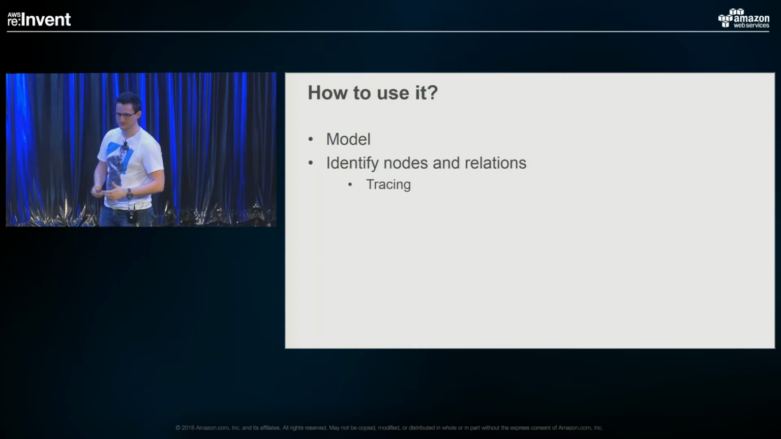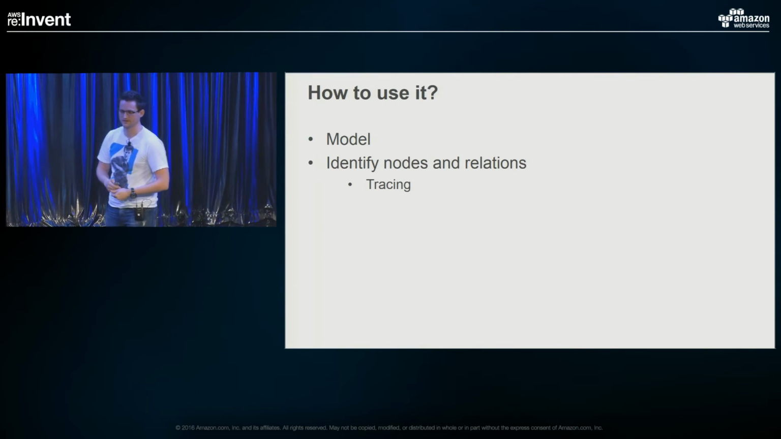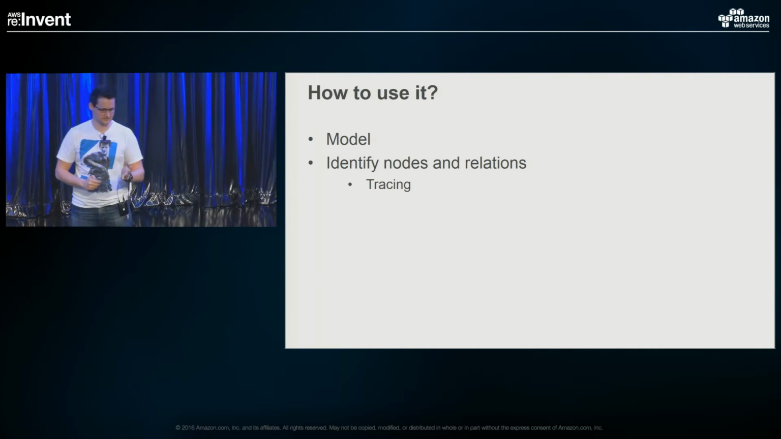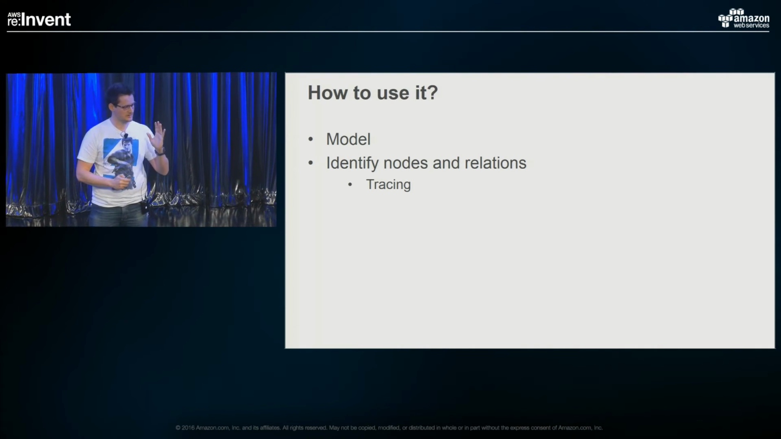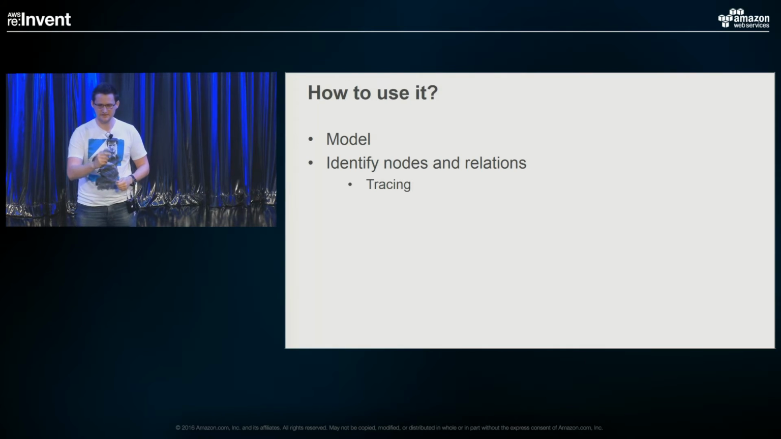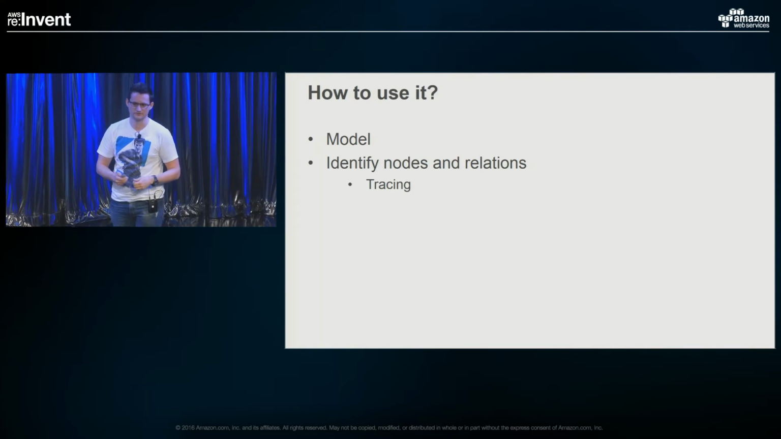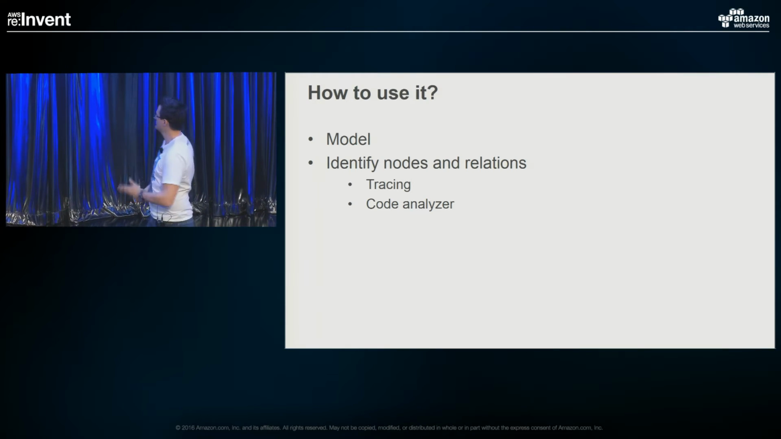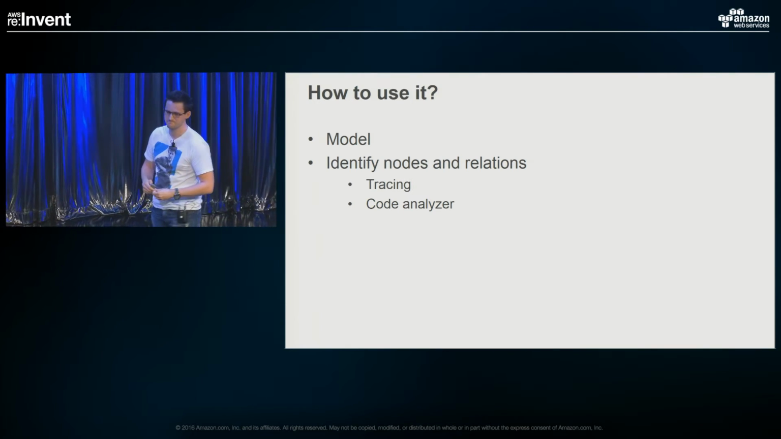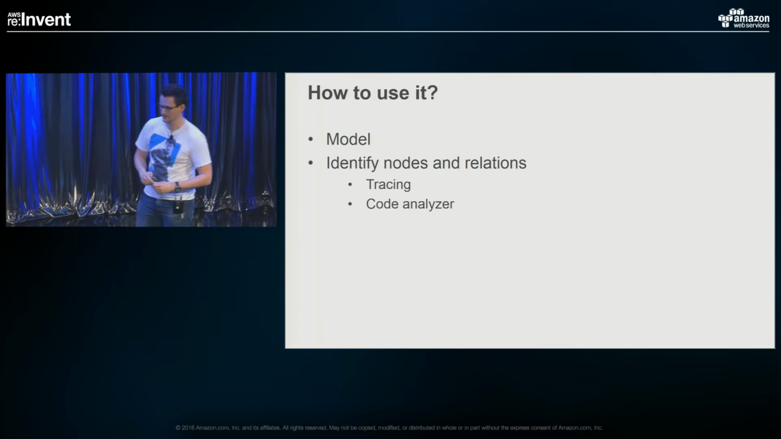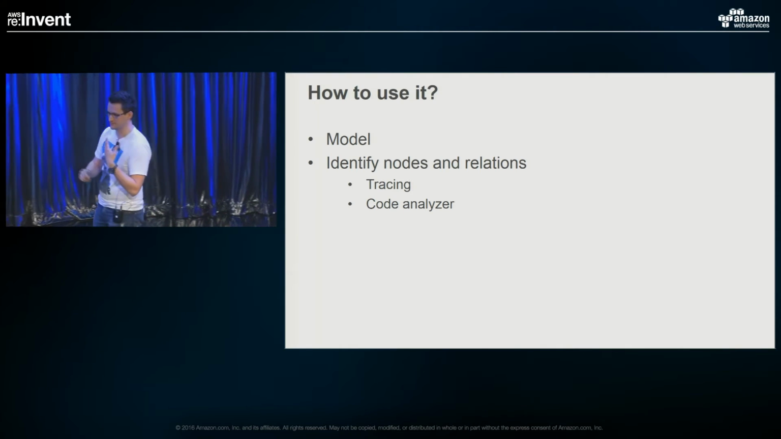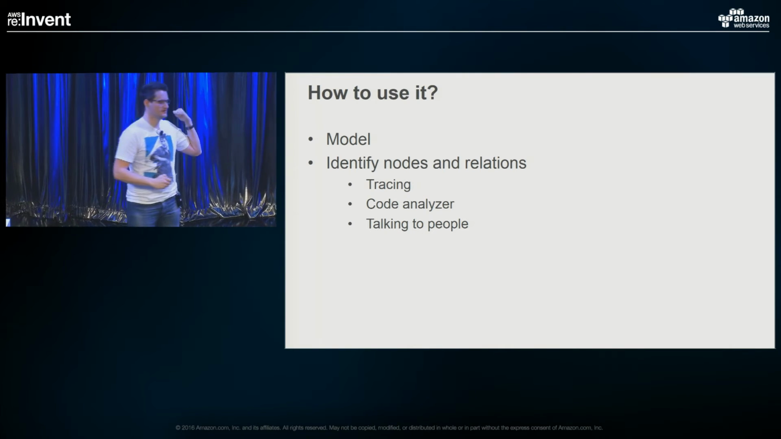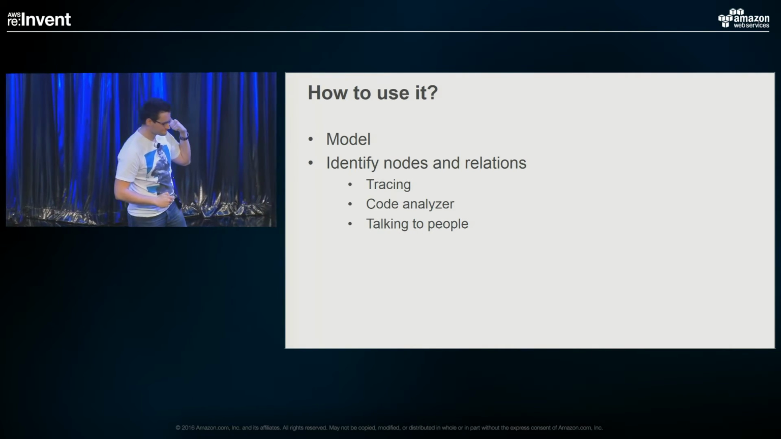And then we can use tracing to find all the relations, right? We can use Zipkin, OpenTracing. It can help you see that application A is talking to application B, and then they are both talking to maybe Cassandra. Another way is to just run a code analyzer. Code analyzer will not help you much, but it might help you to double check. And then last resort, talking to people. This one is unreliable.